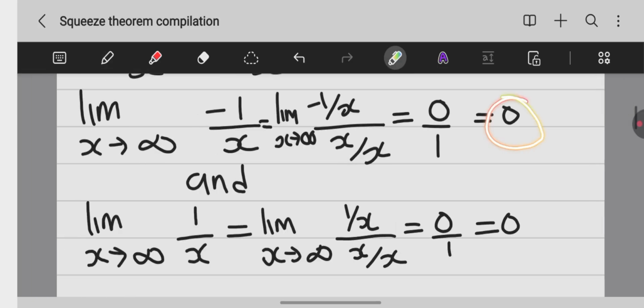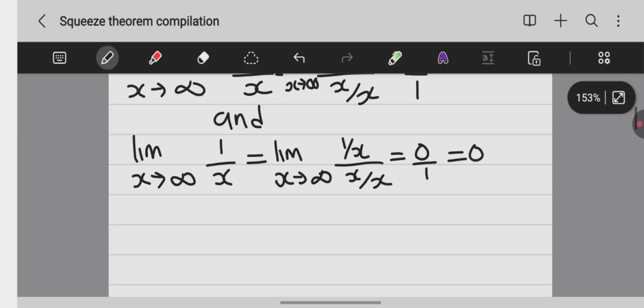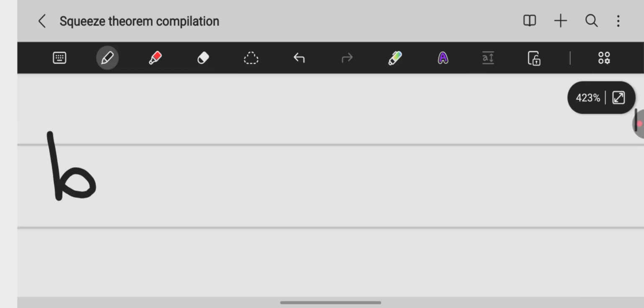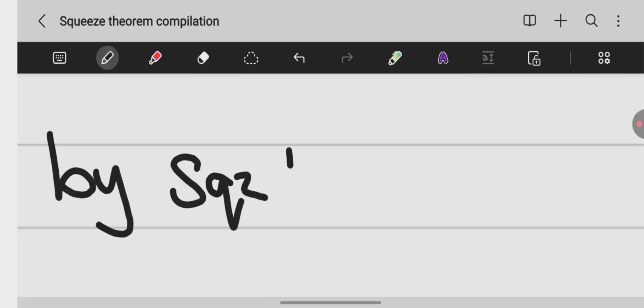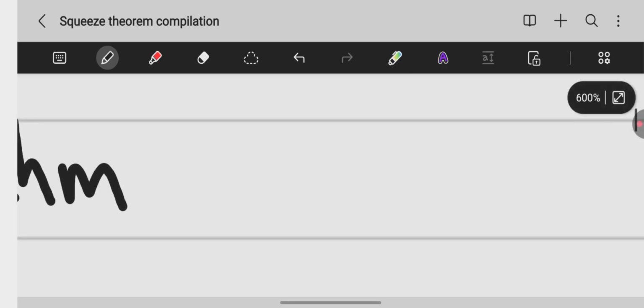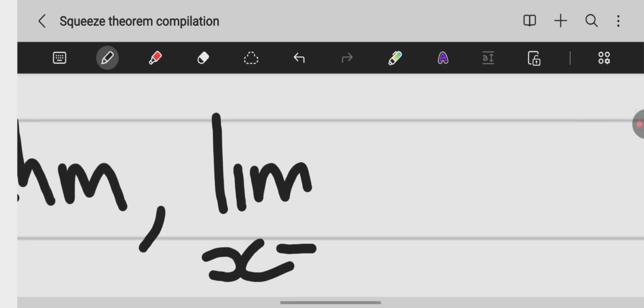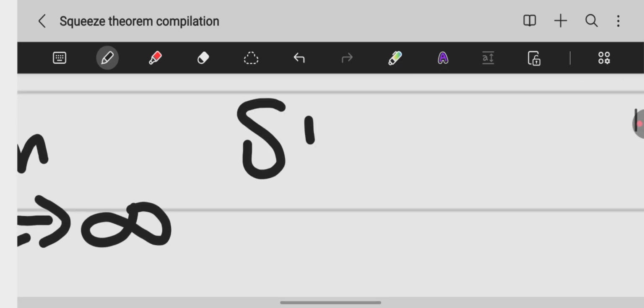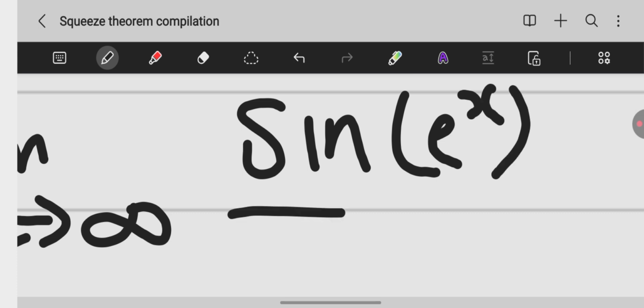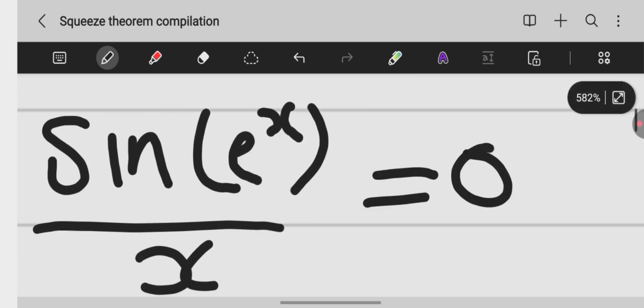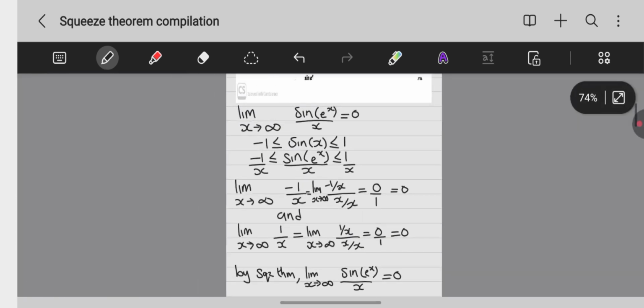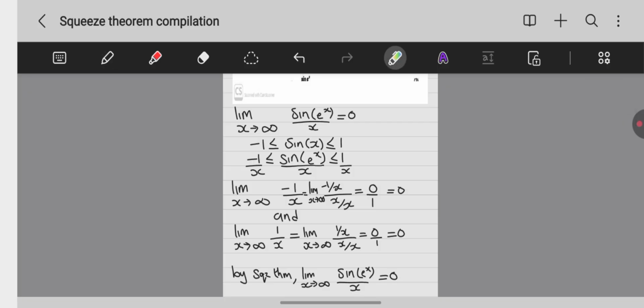And because we have the same value, or our limits are going to the same y value, that would mean by default, or by squeeze theorem, the limit as x approaches infinity of sine e to the x over x is equal to 0, and that's your proof. If you were asked to justify your answer, you would basically justify by saying the limit from the left is equal to the limit from the right.